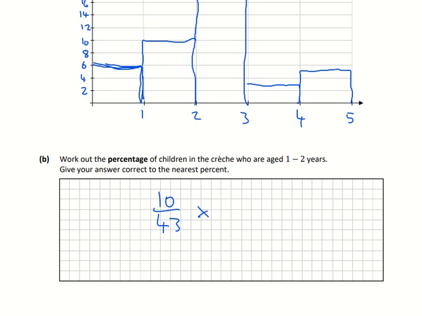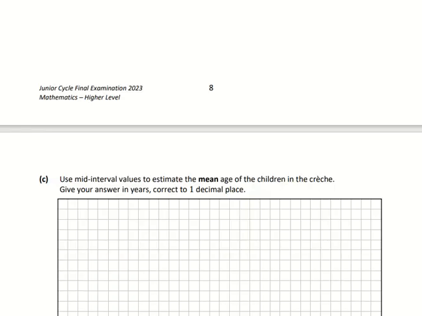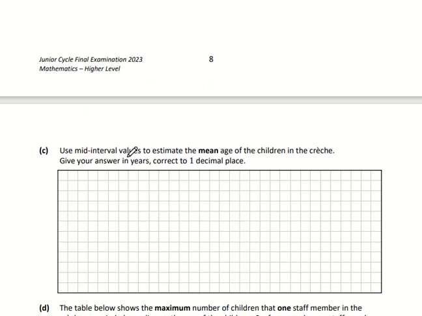So it's 10 out of 43, and then we're just going to multiply by 100, or multiply by 100 over 1, to put it into a percentage. So that's 23%, and that's when it's rounded off, so you'll get a decimal when you put it into the calculator like that. So use mid-interval values to estimate the mean age of children in the creche. Give your answer in years.